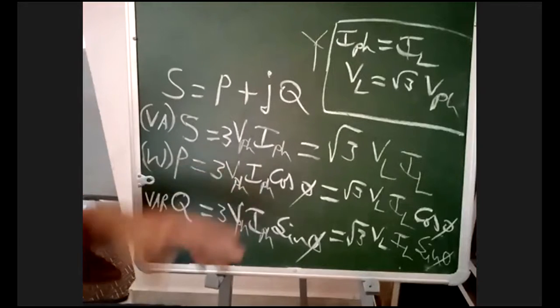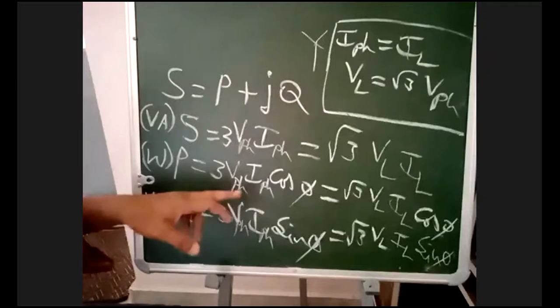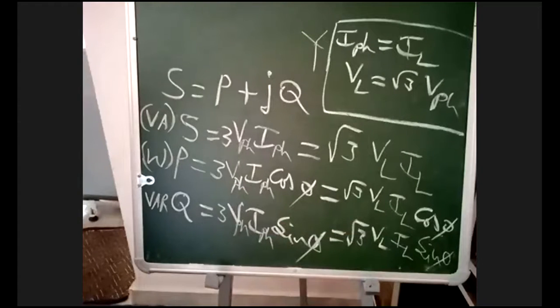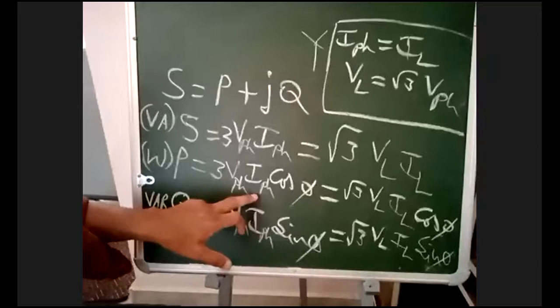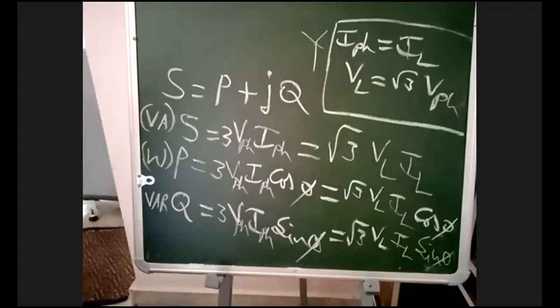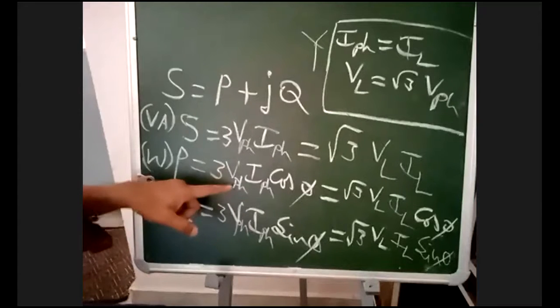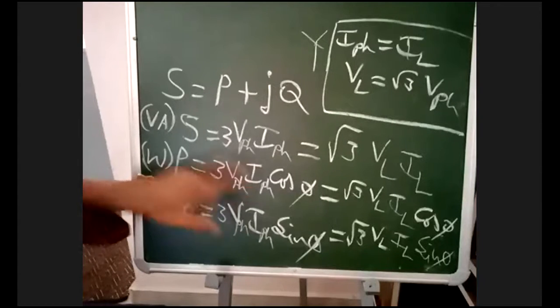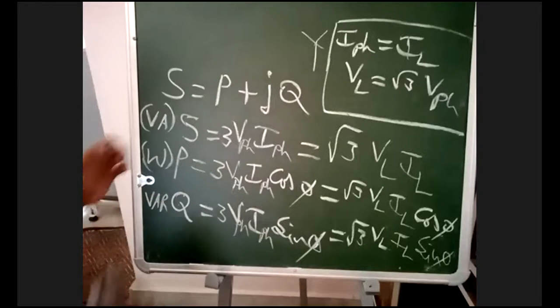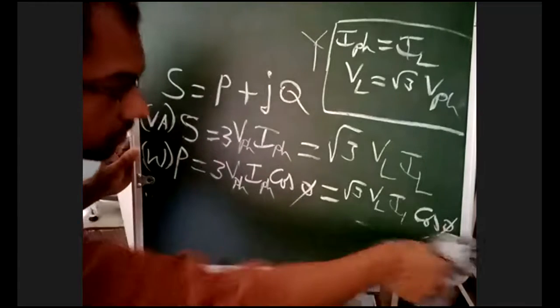We know all the values. V phase we know. V phase is 231. But VL is 400. Current is 23.1. V phase is VL by root 3. I phase is IL. That is 23.1. Cos phi you know. Now tell me what is P.